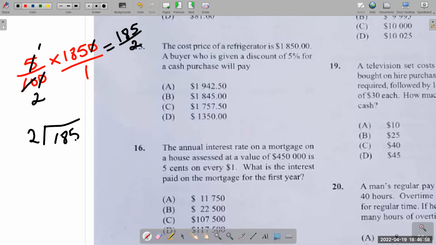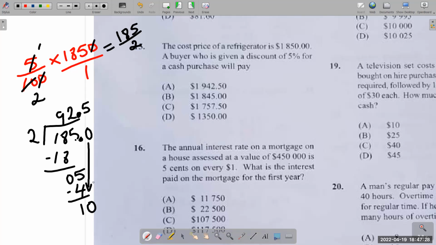2 into 1 you can't, 2 into 18 goes 9 times. 9 times 2 is 18, you subtract. Get 0, you bring down the 5. 2 into 5 goes 2 times. 2 times 2 is 4. Minus 1. Now you realize, you see why you're doing this? What do you do here? You add a point, you add a 0, and you bring down the 0 to make it 10. And you bring up the point here. Don't forget these kind of things. 2 into 10 goes 5 times. 5 times 2 is 10. Subtract, you go until you make it to 0.